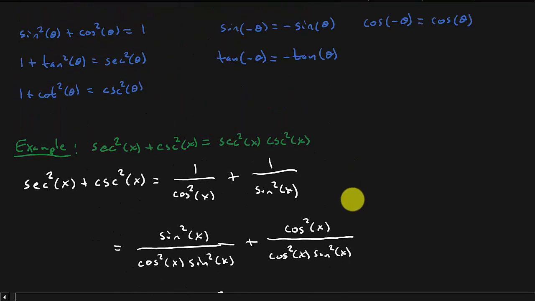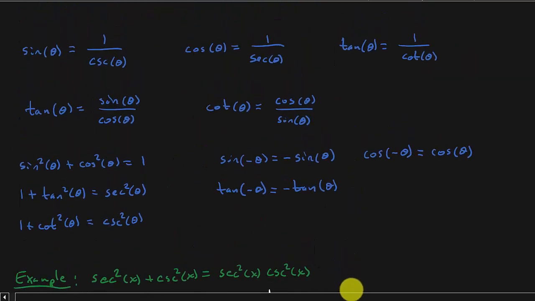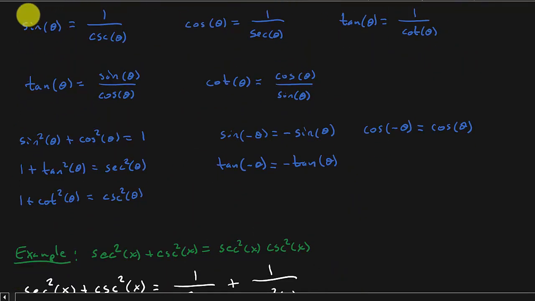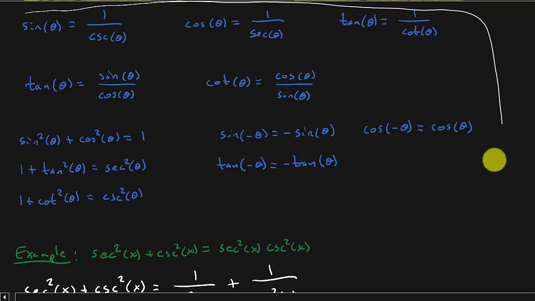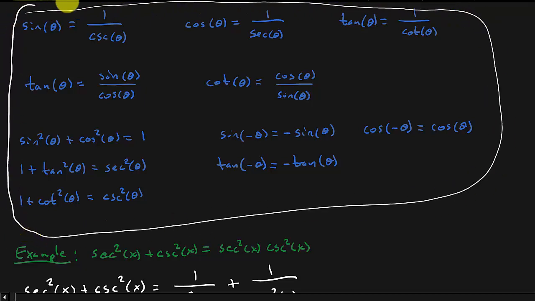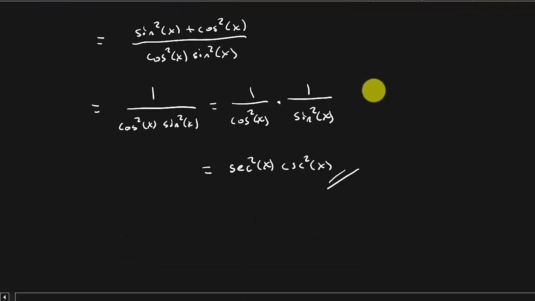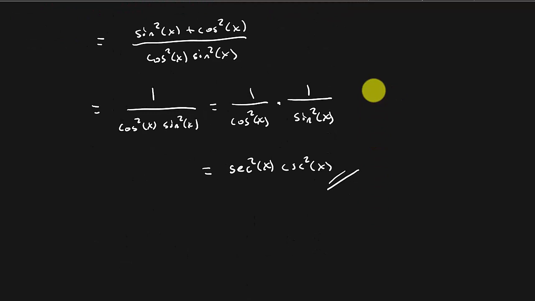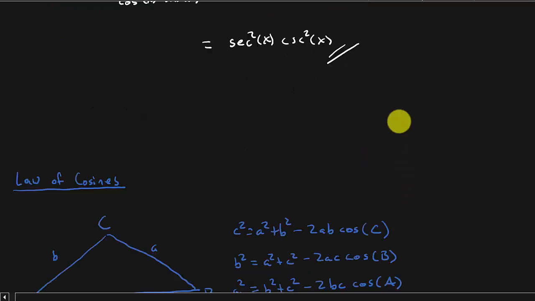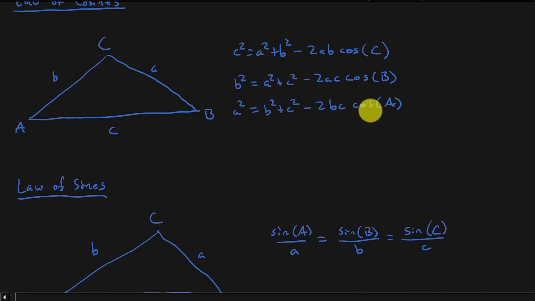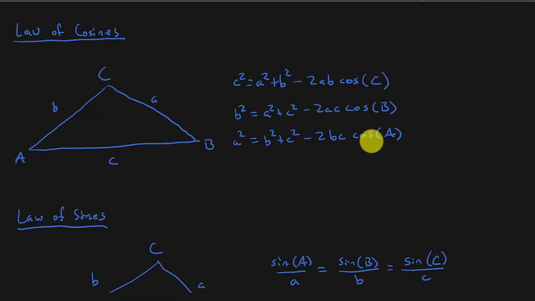In order to verify the identities, you've got to know all of this stuff right here. You've got to know these identities here, and that's what you're using to prove these identities. And like I said, if you need to look at more on proving these trig identities, just search my channel for proving trigonometric identities. All right, we got law of sines, law of cosines.